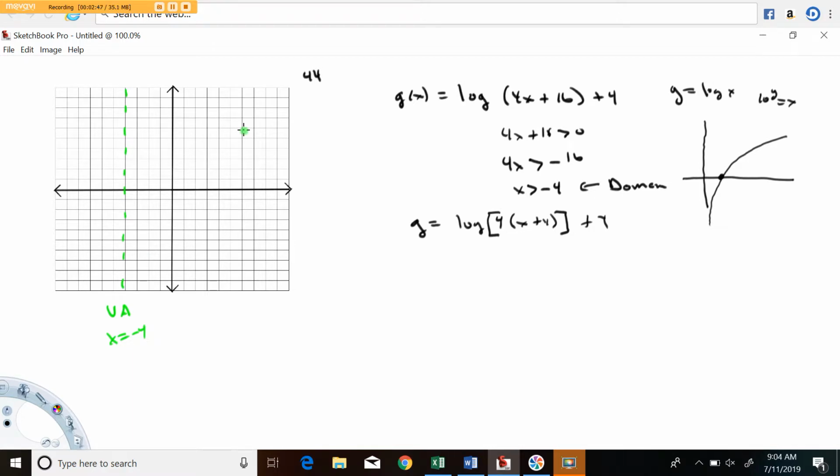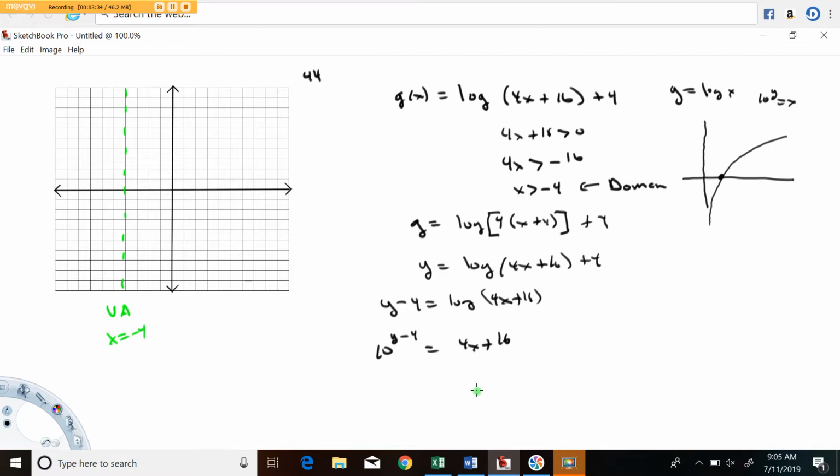I'm going to go ahead and plot a couple points here real quick. This is how I plot points with logarithmic graphs. First of all, I'm going to rename this. Let's call this y equals log of, and I'll go back to this form here, 4x plus 16, plus 4. What we want to do to get our points is write this in exponential form. So we put this over on the left: y minus 4 equals log of 4x plus 16. Now I'm going to write it in exponential form: 10 to this power equals this thing. So 10 to the y minus 4 equals 4x plus 16.